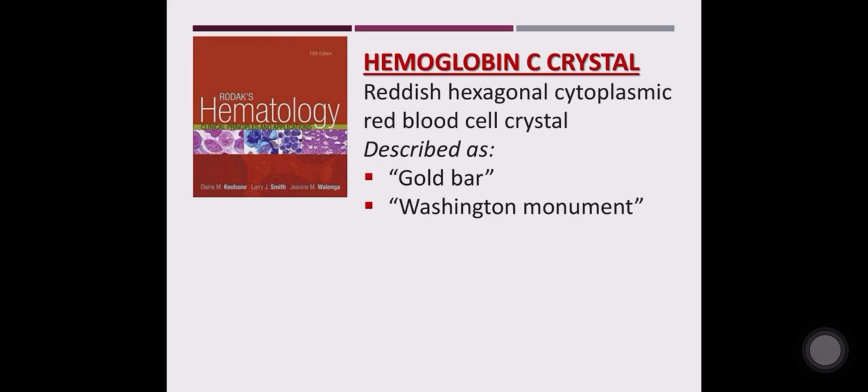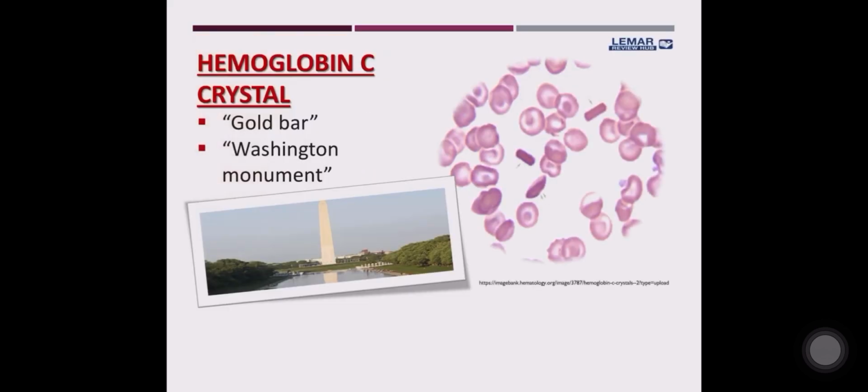Hemoglobin C crystal or reddish hexagonal cytoplasmic RBC crystal, described as gold bar, Washington Monument. May mga ilang references na ang Washington Monument, hemoglobin SC, but for this review, RODAC, gold bar, Washington Monument, hemoglobin C crystal. Hemoglobin C, gold bar, Washington Monument. So, may picture pa tayo sa gilid ng Washington Monument. Pillar na puti na pointed yung tip.